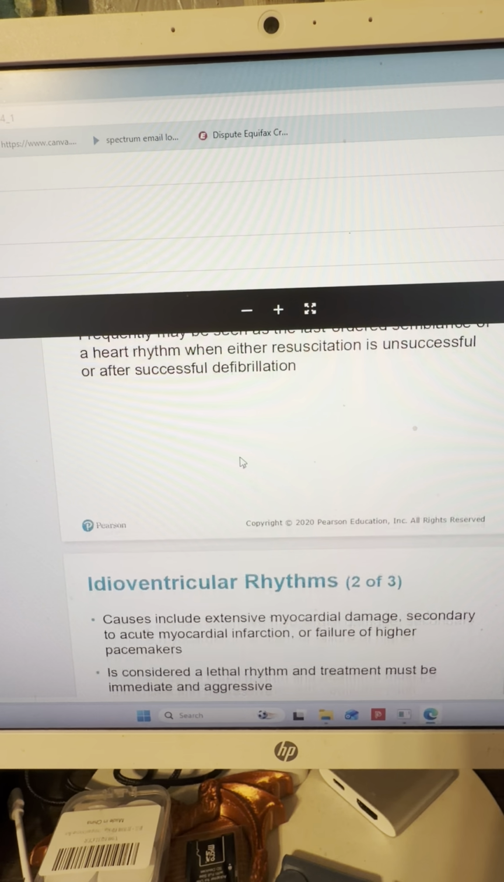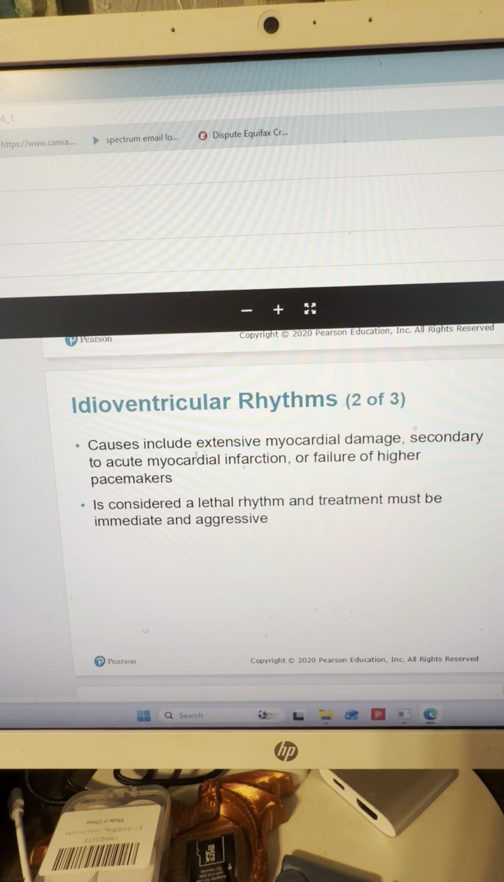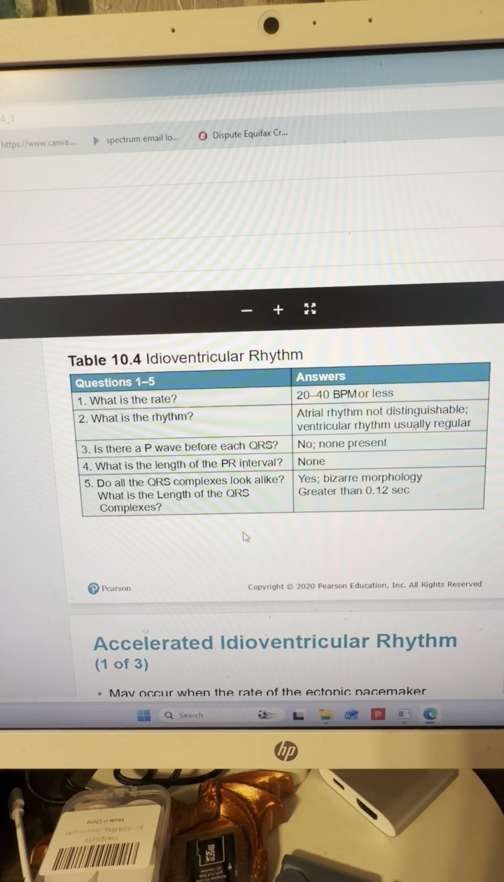A lot of times you get this after defibrillations. A lot of heart damage, usually the result of an MI, or the failure of all your higher pacemakers, SA node, AV node, anywhere in the ventricles. Your heart muscle is literally dying. This is a lethal rhythm, and you have to treat it quickly.